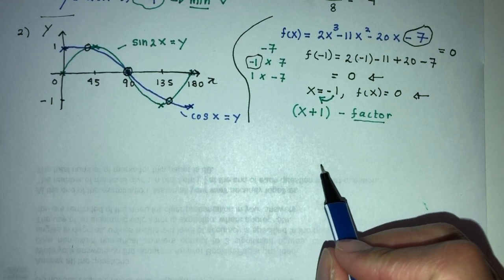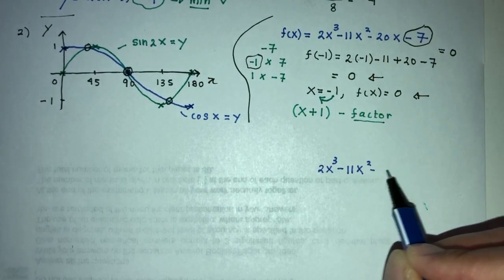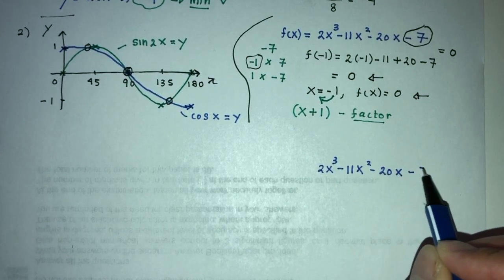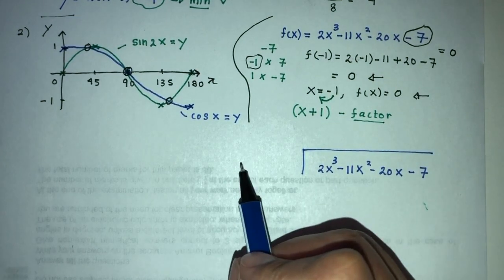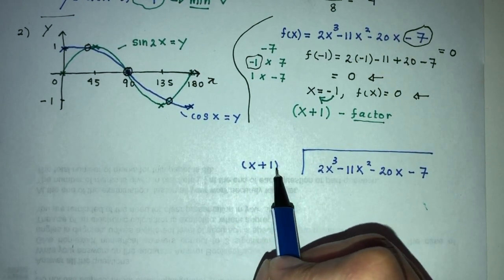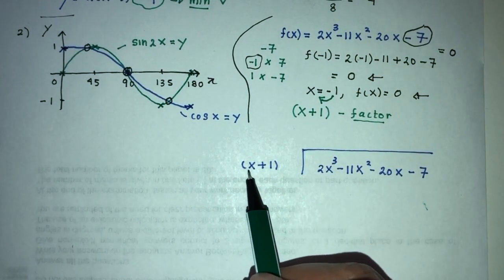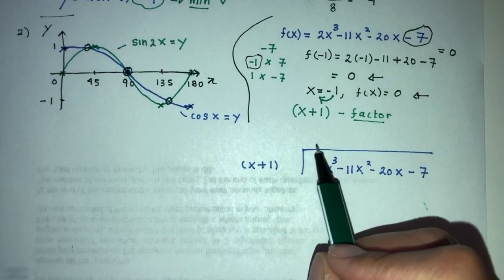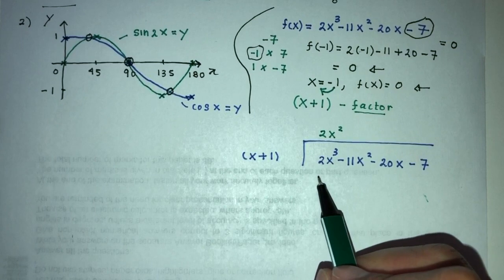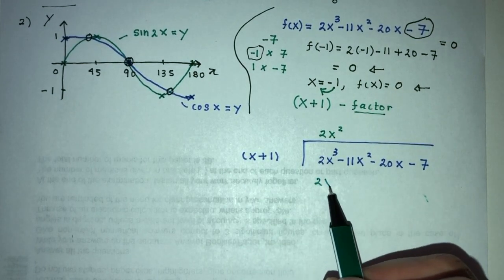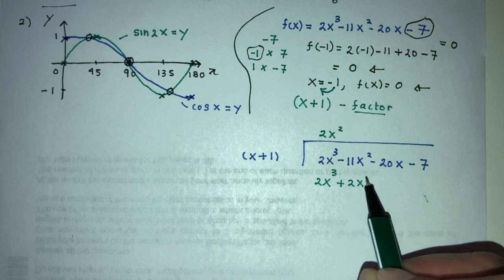So we have 2x cubed minus 11x squared minus 20x minus 7. Then carry on with the long division. Let's see what do we get. That will be x plus 1, and then we will have 2. Do this one by one. So first, how can you make x become 2x cubed? You have to multiply by 2 and then x squared. So that will give you 2x cubed and then plus 2x squared.